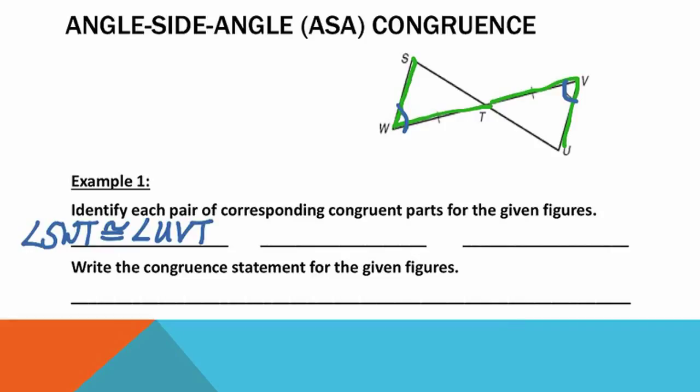We can also see that WT and VT side lengths are congruent. And we know that WTS and VTU, the angle between these two, is congruent because of the vertical angles theorem.